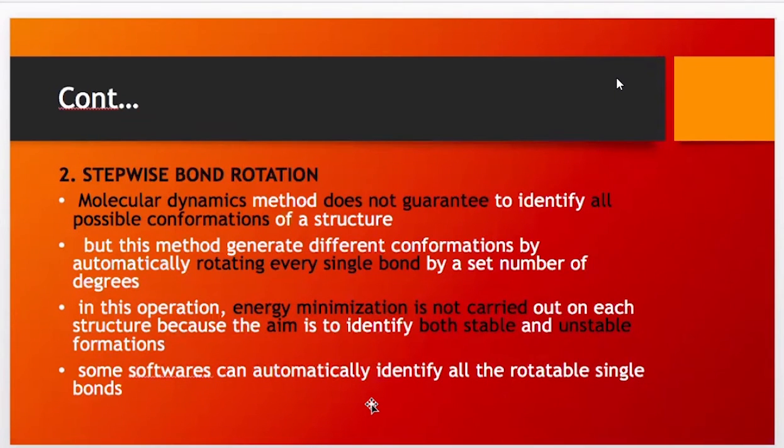Why is that? The main aim of using this stepwise bond rotation is to identify both the stable and the unstable conformations of your compound, so that you can look at them and study both of them, right? And with these softwares, you find that they can actually identify which of the bonds are able to rotate and which ones are not able to rotate.